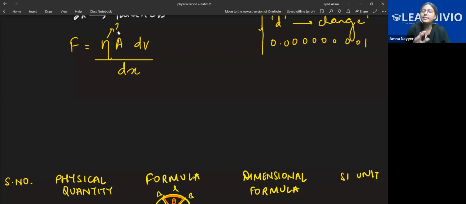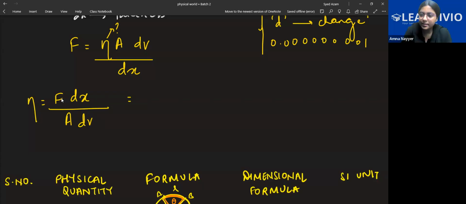So let's do one thing. Let's write down the rest of the dimensions, and then we can cross multiply and get the value of eta. Or we can write eta directly from here only. What will be this symbol? F multiplied by dx divided by area into dv, right? Now tell me the dimensions. F, what should I write? Force was MLT to the power minus 2. Yes, MLT to the power minus 2.